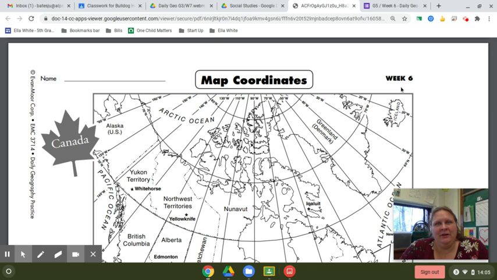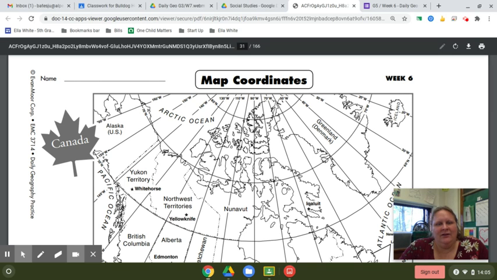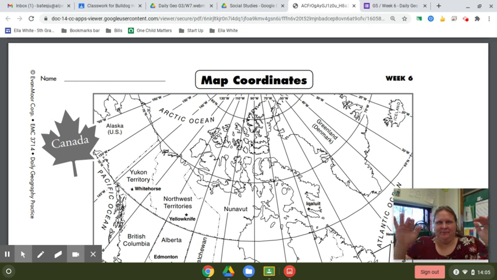For week 6, we're going to be looking at map coordinates. Remember that the lines that go side to side are the latitude. It's like you're climbing a ladder, latitude ladder. The lines of longitude are long, so they go up and down.